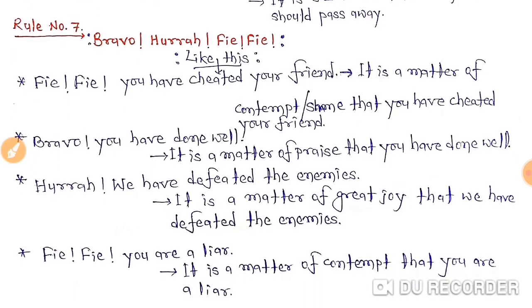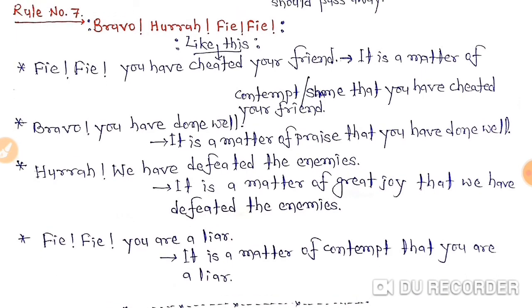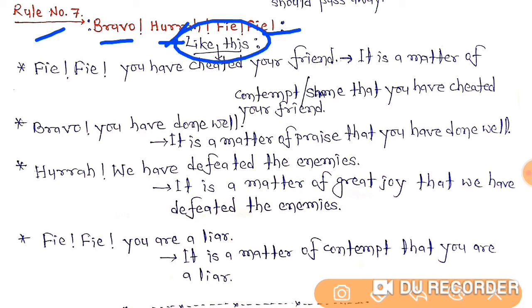Now let's consider the last rule, that is rule number 7, right? Rule number 7 tells you, in case of bravo, hooray, fie, you have to change the sentences like this. Okay? Fie, you have cheated your friend. It is a matter of contempt, shame that you have cheated your friend. Bravo, you have done well. It is a matter of praise that you have done well. Hooray, we have defeated the enemies. It is a matter of great joy that we have defeated the enemies. Right? Fie, you are a liar. It is a matter of contempt, shame, you can also write, that you are a liar.